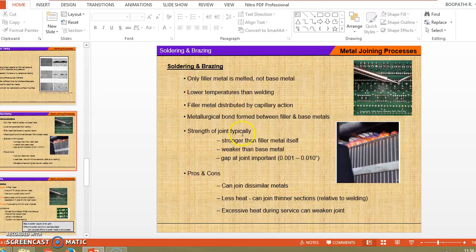The soldering and brazing. Only filler metal is melted and not base metal. It can be used only at lower temperature compared to welding. Filler metal is distributed by capillary action. A metallurgical bond is formed between filler and base metals. These processes typically produce a joint that is stronger than the filler metal itself, weaker than the base metal, with a gap at the joint.